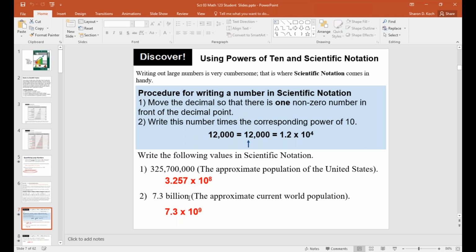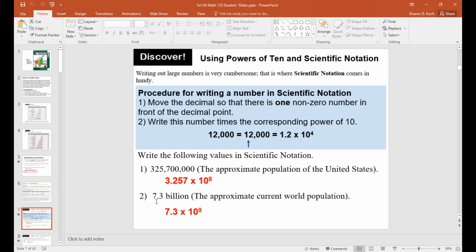Now, we like to abbreviate numbers, especially in the news. So something like 7.3 billion is easy to turn into scientific notation. We know from our previous page that billions is 10 to the 9th power. So we can just say 7.3 times 10 to the 9th power, and then I'm all done. I'm in scientific notation form.